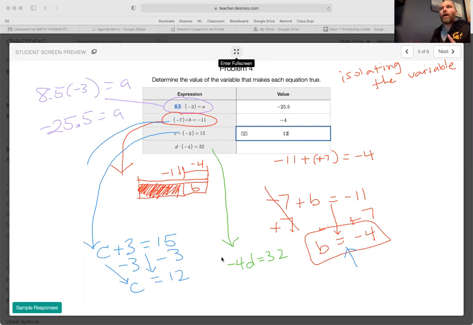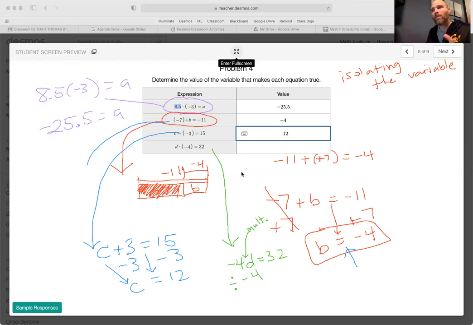Well, -4 times d is a multiplication, right? And the trick to solving these is using inverse operations. I see multiplication happening right here. I'm going to undo that multiplication to get the variable by itself, to isolate it, by using division. I divide by -4, because I know that that's going to give me a 1. -4 divided by -4 equals 1. Any number divided by itself equals 1.